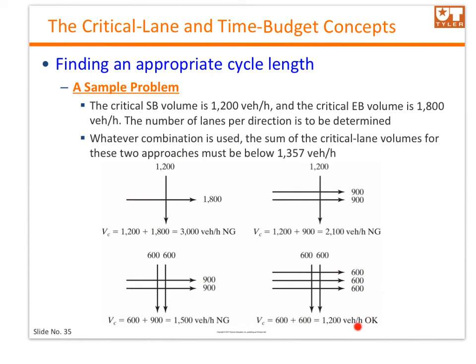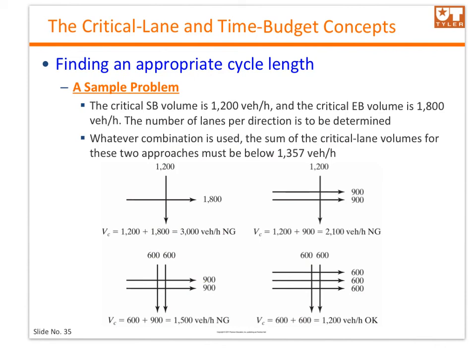Therefore, the summation of the volume of the critical lanes is going to be 600 plus 600, one from here and one from here, and that gives me a total of 1200 vehicles per hour, less than the maximum critical lane volume, which is 1357. That would be a good design, and that would be the estimate for how many lanes I have to provide to handle that amount of vehicles at that intersection.